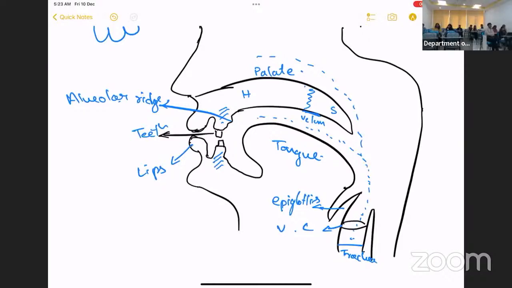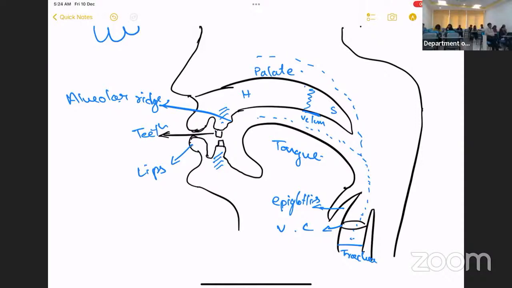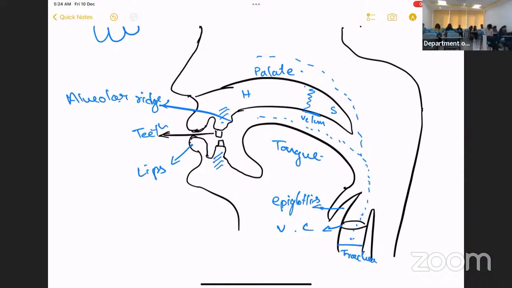Now, before going further with articulatory phonetics, there are a few things you need to know about the speech mechanism. There are four processes in this speech mechanism. One is the airstream process. I think I'll just switch on the video here. Can you all see me?